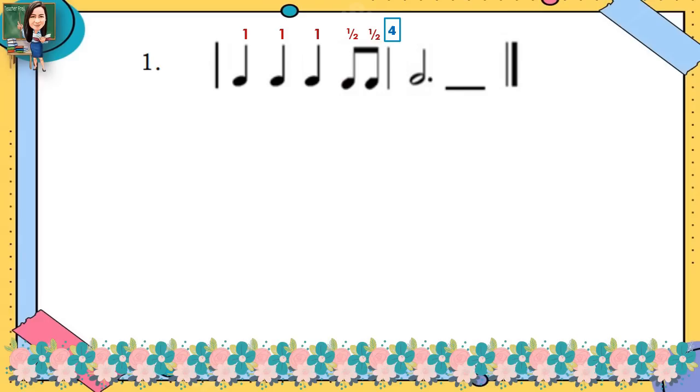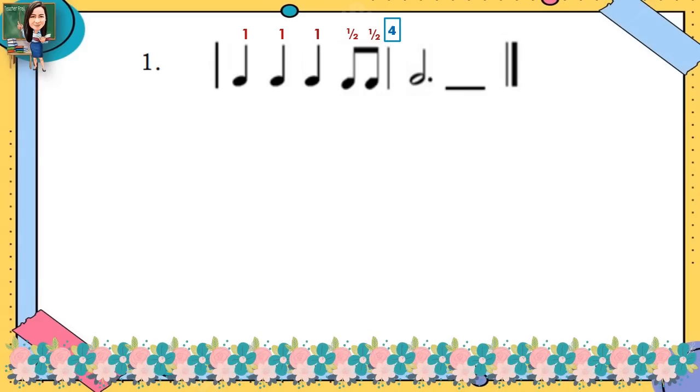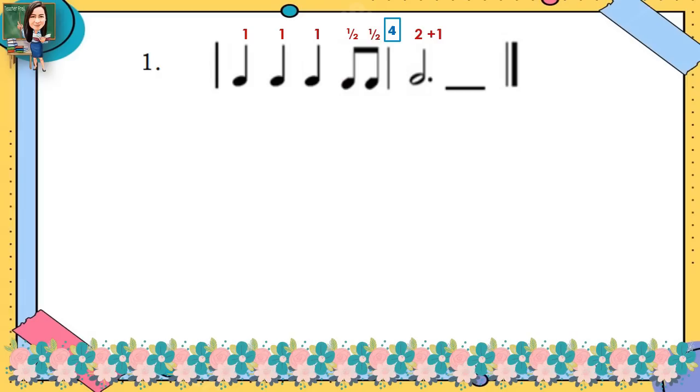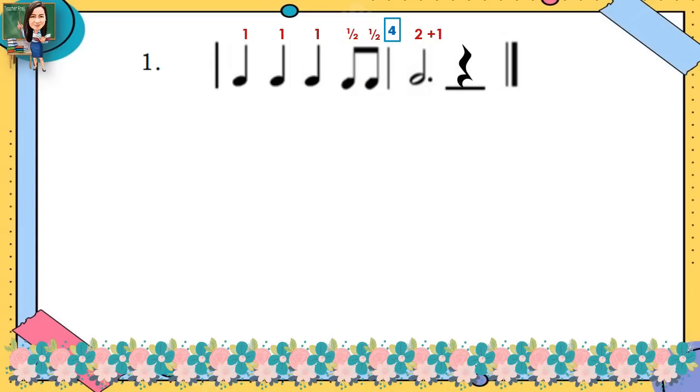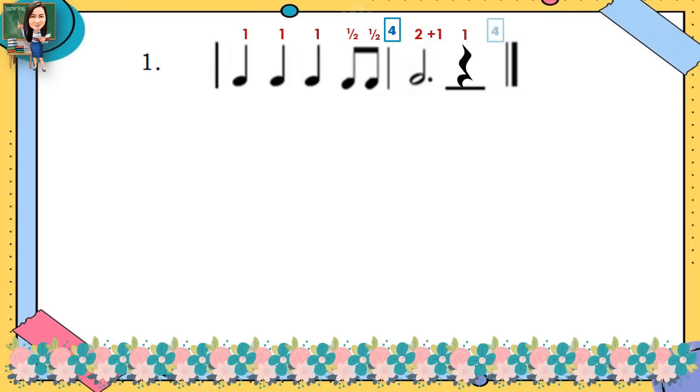In the second measure, the beats of a dotted half note is 2 plus 1 equals 3. So we need 1 more beat. The missing rest is a quarter rest with 1 beat. The total is 4 beats.